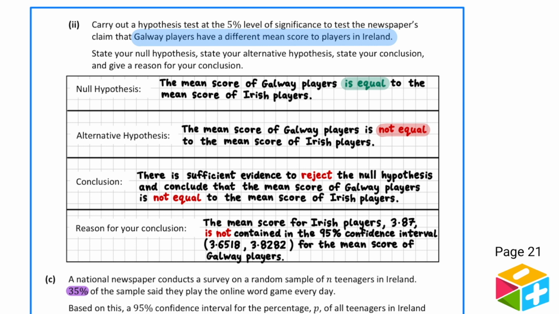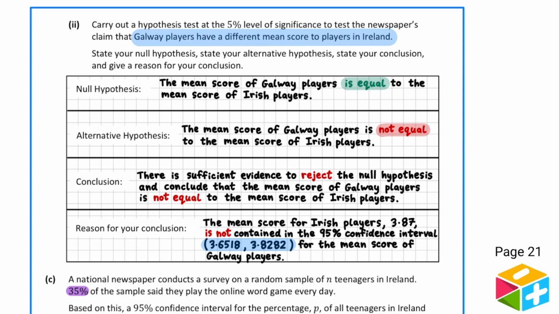To make our conclusion, we'll need to rely on the relationship between hypothesis testing and confidence intervals. In the previous part of the question, we found a 95% confidence interval for the mean score of Galway players. It was 3.6518 to 3.8282.